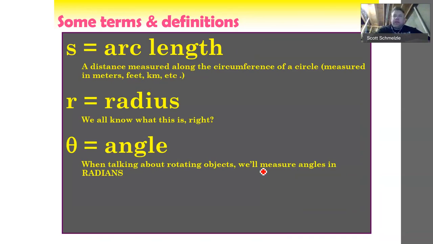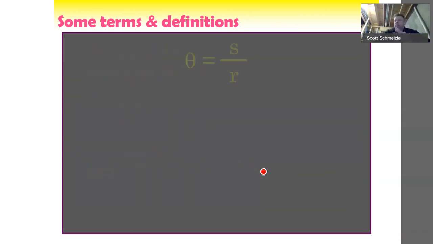I can't tell you how much I don't like radians. I am not a fan of radians. I like degrees because I can find it on my phone. I know what a 45-degree angle is. I don't really know what half or three-quarters of a radian is, on the regular, at least.